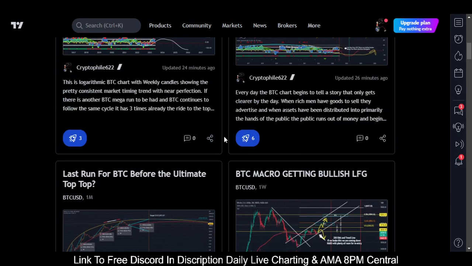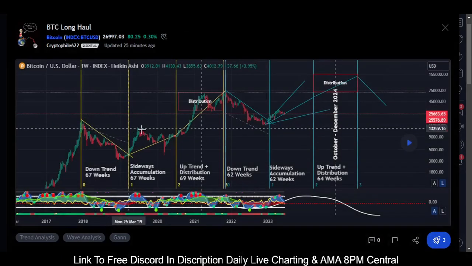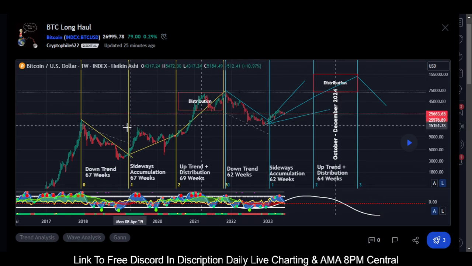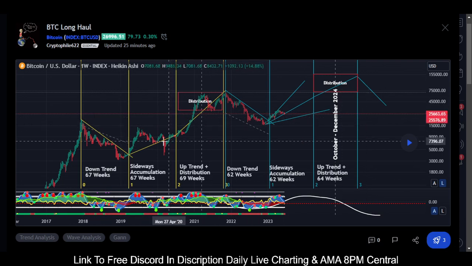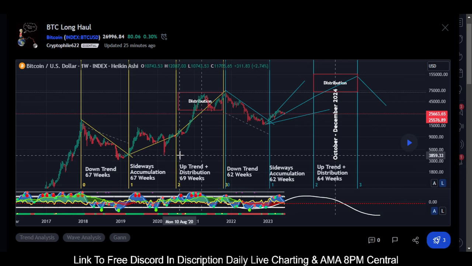And there is a second long-term macro projection chart, BTC Long Haul. I think what we'll do is a second and separate video on this, but just to give a quick overview on it. If you want to check back in later, maybe we'll get to that today or tomorrow. This here is giving us the time cycles. Here's your downtrend, 67 weeks. Your sideways trend, 67 weeks. Uptrend, 69 weeks. You could have just said 67.